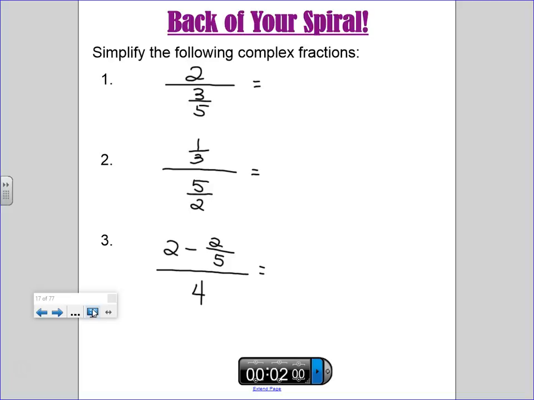If you don't like number 1, think of it as 2 over 1 over 3 over 5. You can think of it as 2 over 1 divided by 3 over 5. Oh, okay. So it's 3 over 10?